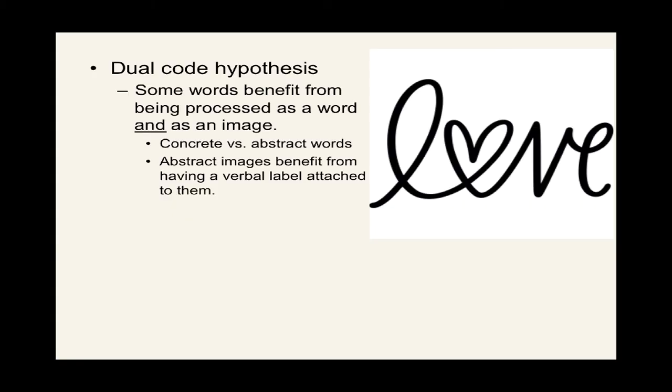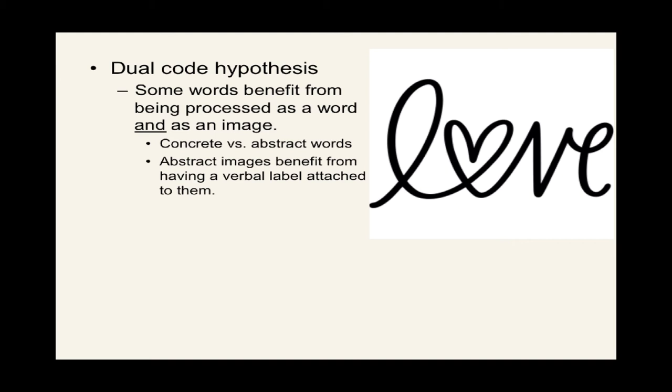So if we think about the phonological loop and the visual spatial sketchpad within short-term memory, doing all the work that's directed to them by the central executive, we can think about how we have these two systems that can help us remember stuff. And perhaps if we use both of them towards the goal of remembering something, it could be beneficial. So that gets us to what's called the dual code hypothesis. The idea is that some words benefit from being processed as a word as well as an image.